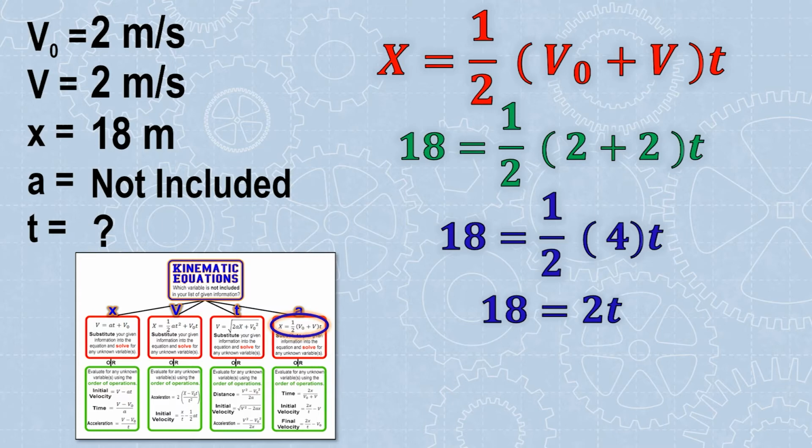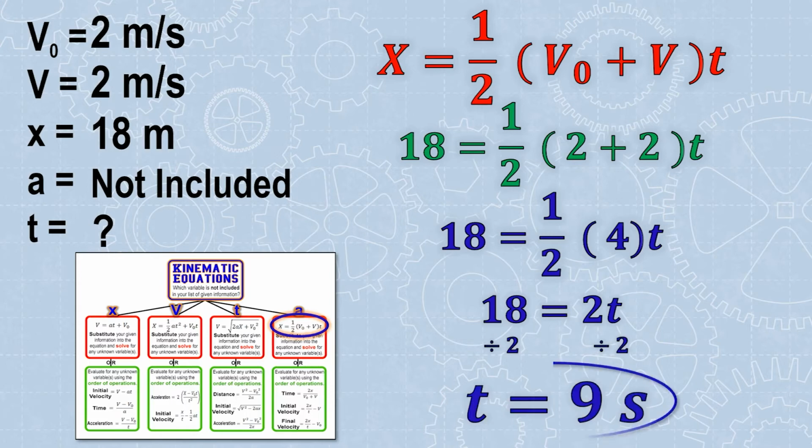What's happening to my variable? I'm multiplying it by 2. To undo that, I'm going to divide both sides by 2. This means it took me 9 seconds to travel 18 meters at a constant velocity of 2 meters per second.